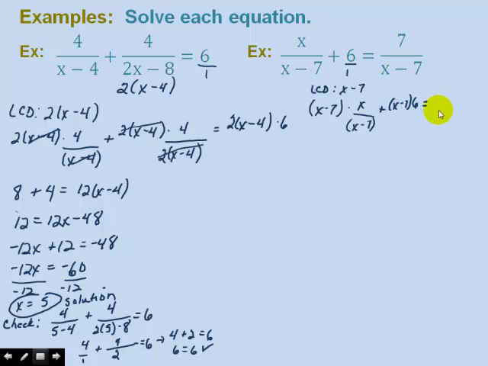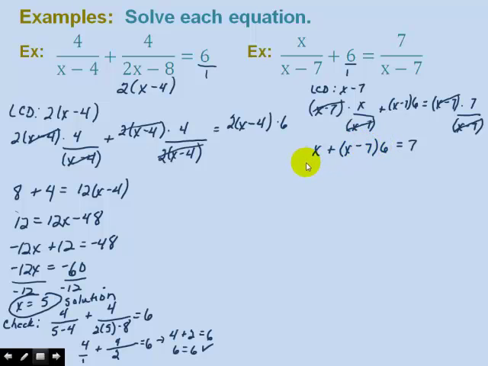We have to do the same thing on this side, so we'll have the x minus 7 times 7 over x minus 7. Now we can cancel our common factors here, and we can cancel our common factors over here. So now that took out all of the denominators we had. So what we have left here is x. Here we have x minus 7 times 6, and on the right side we have a 7.